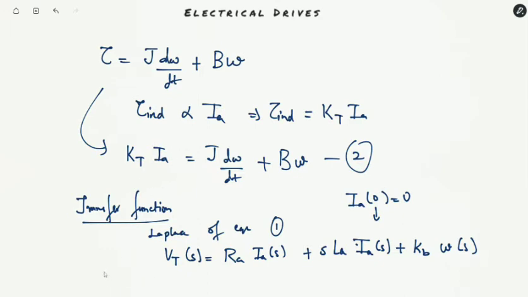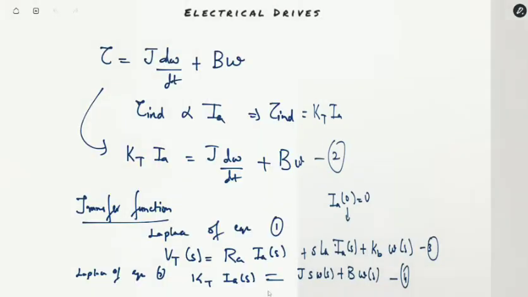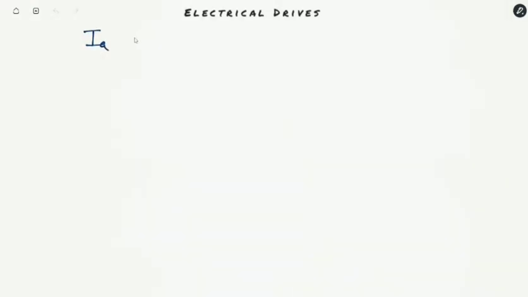And by taking the Laplace of equation 2, we get Kt Ia(s) is equal to J s omega(s) plus B omega(s). Fine. So this is Laplace of equation 1 and this is Laplace of equation 2. So equation 4 gives us Ia(s) equal to (Js plus B) omega(s) divided by Kt.